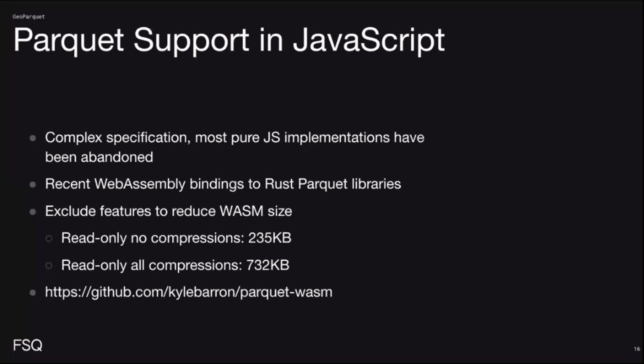And even these bundle sizes are not huge compared to the size of the data that you might be saving by using Parquet. So you can choose which compression codecs to include in the bundle. But even if you include all compressions, it's still under a megabyte when the WASM is compressed itself.